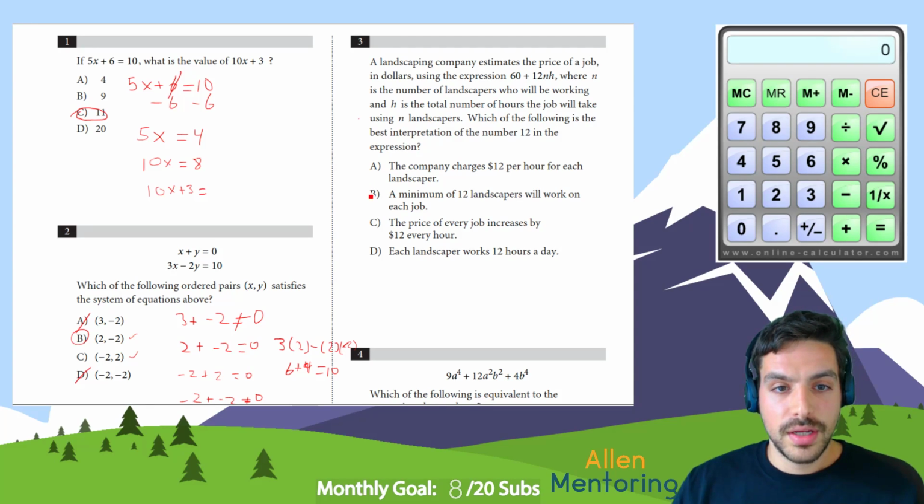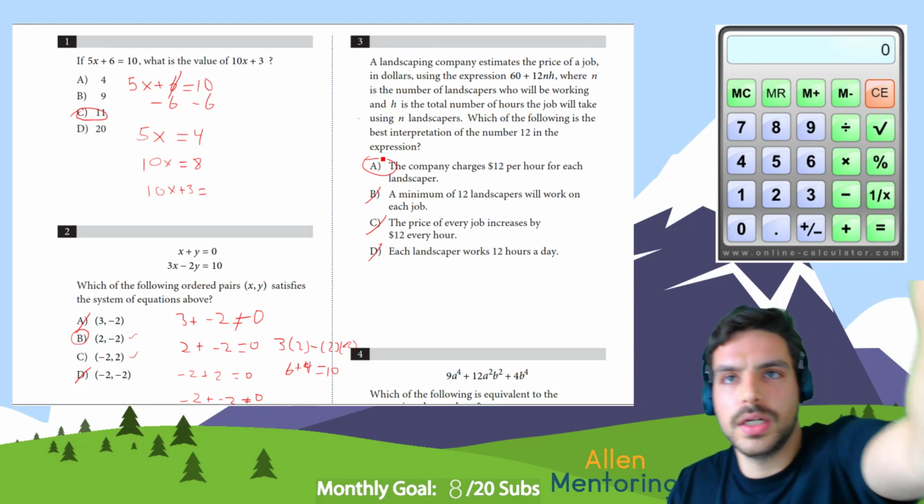That's pretty good. Minimum 12 landscapers, nope. The price of every job increases by 12 every hour, nope. Each landscaper works 12 hours a day, nope. A looks to be good here.